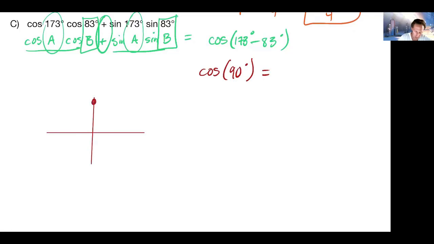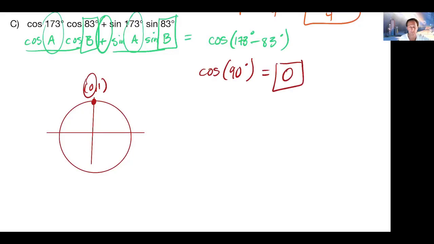So we're just going to be right here, which is the point 0, 1. And because it's the cosine on the unit circle, we're going to say that that is equivalent to the x, which would be a value of 0. All right, hopefully that made sense to you. Not too difficult, but again, different.